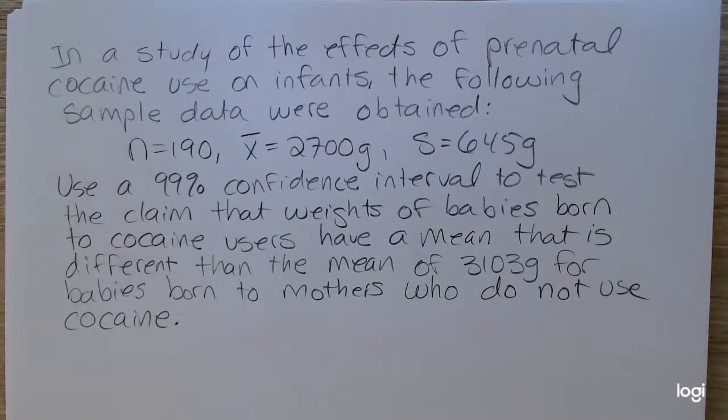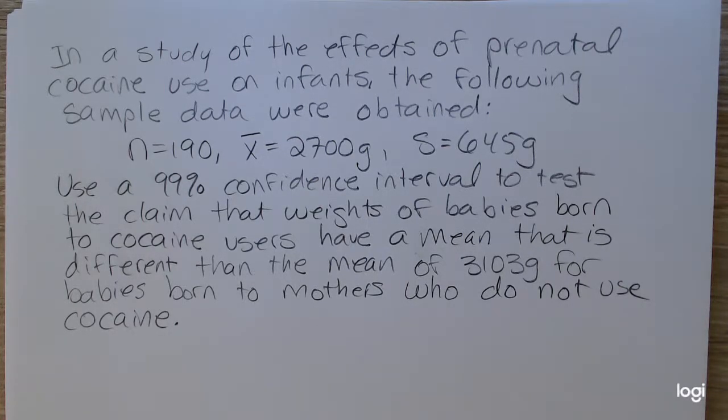This video is an example of a hypothesis test for a population mean using the confidence interval method. In a study of the effects of prenatal cocaine use on infants, the following sample data were obtained. The sample size was 190, the sample mean was 2,700 grams, and the sample standard deviation was 645 grams. Use a 99% confidence interval to test the claim that the weights of babies born to cocaine users have a mean that is different than the mean of 3,103 grams for babies born to mothers who do not use cocaine.